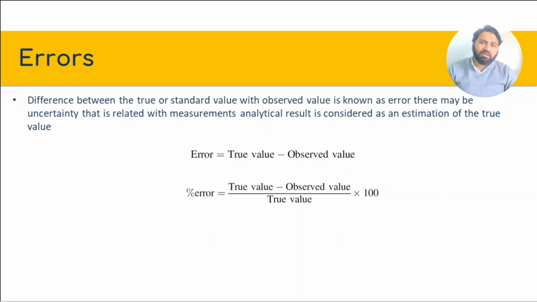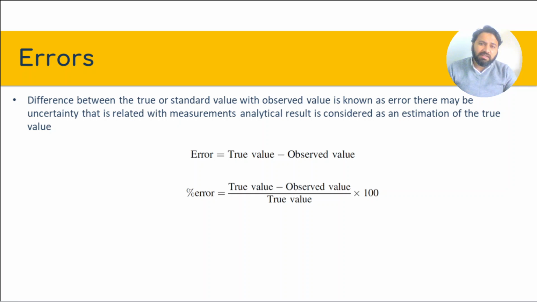So how do we calculate these errors? You can see there is a formula: error is equal to true value minus observed value. This observed value we get after the experimentation, after the practical. This is the actual result value. So we can find what was claimed in a sample and what we got. The true value is the claimed value, and the observed value is the practical value, the result value. So then we get the error.